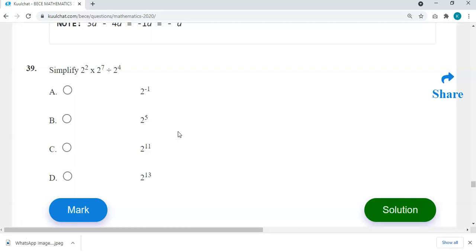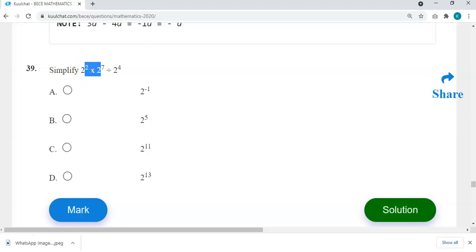So the law of indices says that if the base is the same and they are multiplying, just add the powers. Okay. And if they are dividing, just subtract the top from the bottom. Okay. So using the law of indices, we solve for this one first. Since they are multiplying, we add the powers.